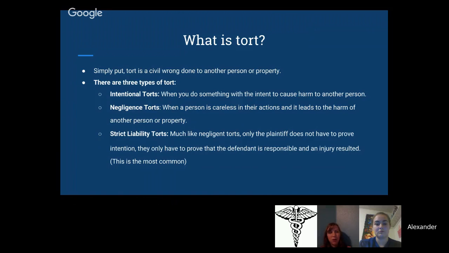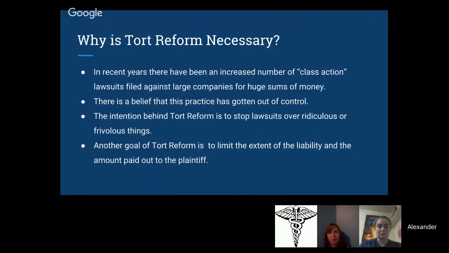And then the last one I found was strict liability tort, and that is basically the same thing as a negligence tort. The only difference is that the plaintiff does not have to prove that it was intentional. They only have to prove that the defendant is responsible and that injury resulted. And this has become the most popular type of lawsuit that occurs, especially in the healthcare industry. Next slide, please.